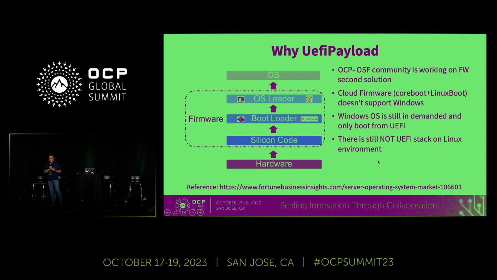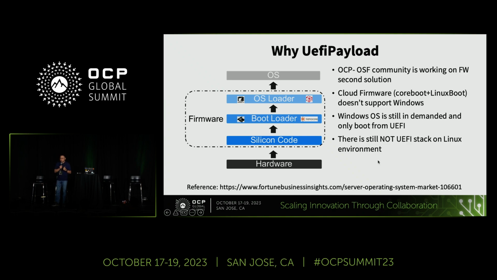Why UEFI payload? The picture on the left is about the whole firmware stack. The previous session has shown it before. We separate the firmware into three parts: silicon code, bootloader covered at platform level, and then the OS level. In the current firmware ecosystem, mostly Tiano and UEFI are used as the firmware solutions. In our open system firmware community, we are trying to figure out a second firmware solution, which we call cloud firmware. Cloud firmware uses coreboot as the bootloader and Linuxboot as an OS loader to support the Linux OS loader.